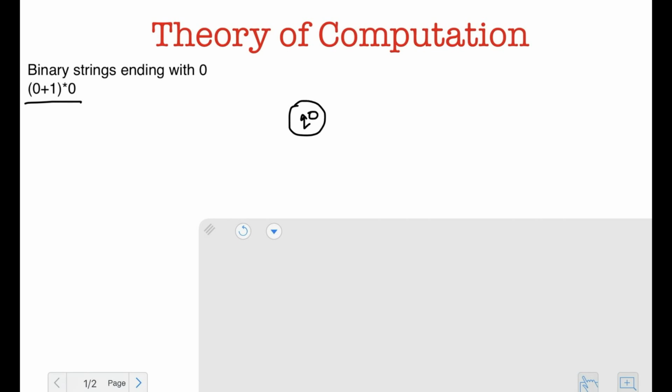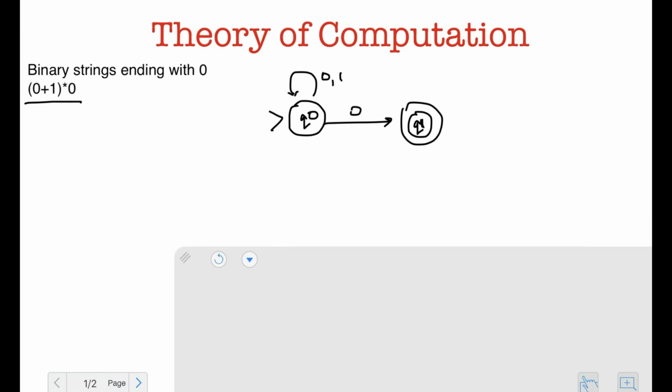and the way I would do that is I would have a start state which is Q0, and on 0 or 1 Q0 just loops to itself. So this is on 0 or 1, and then on 0 it goes to Q1, which is my final state. So it goes to Q1 right here. And now I remember that NFA don't need to have all arrows, so I'm not going to be drawing any arrows from Q1 right here.